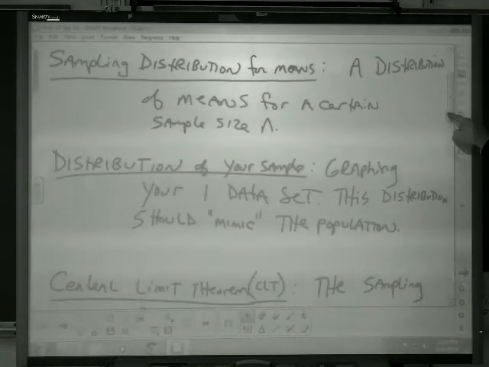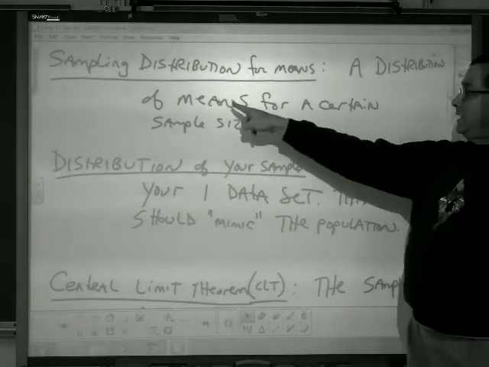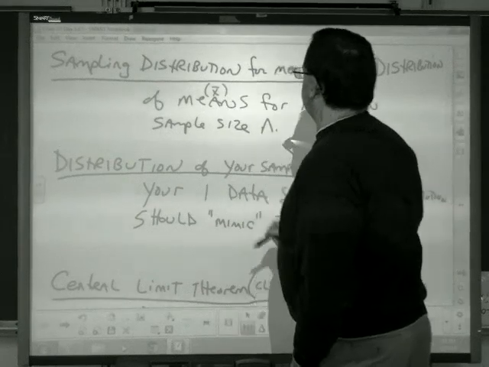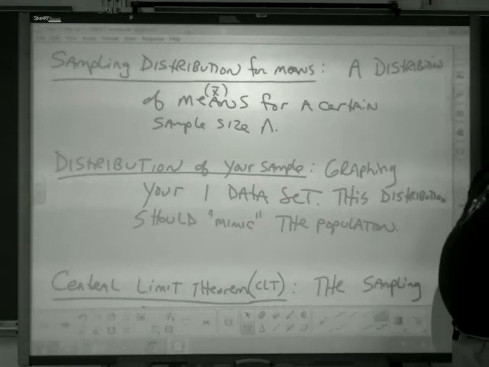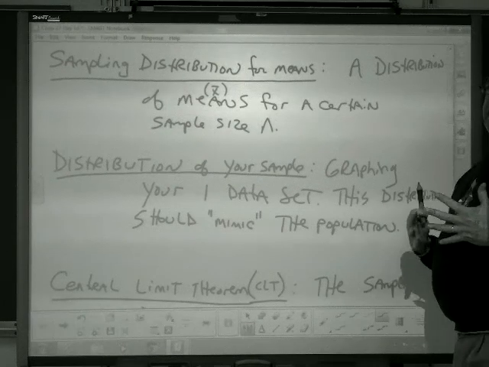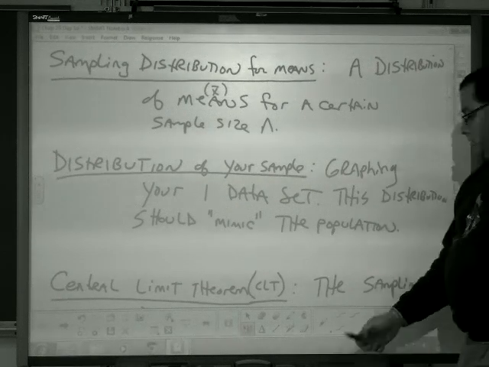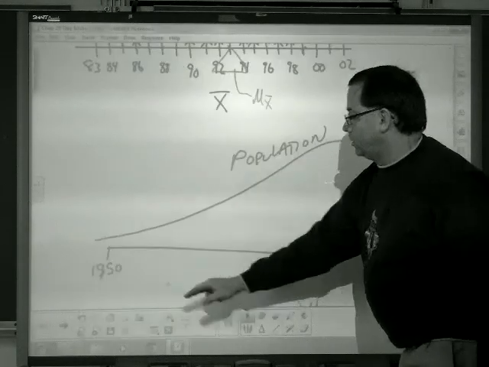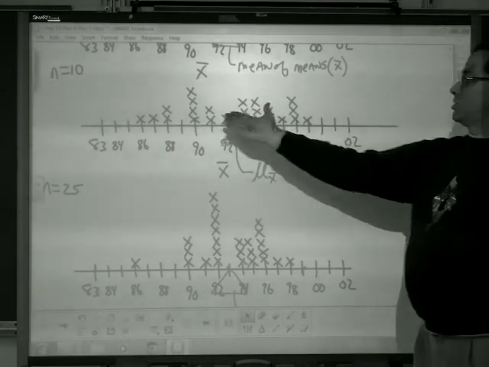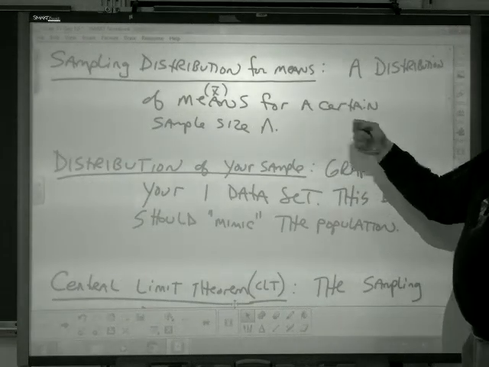First, sampling distribution for means. So it is a distribution of means. It's a distribution of X bars for a certain size n. Okay? N can be whatever it wants to be. And if you take a certain sample size and you find an average and you did it over and over again, it would look like one of these. And this is a distribution of averages, a distribution of means.